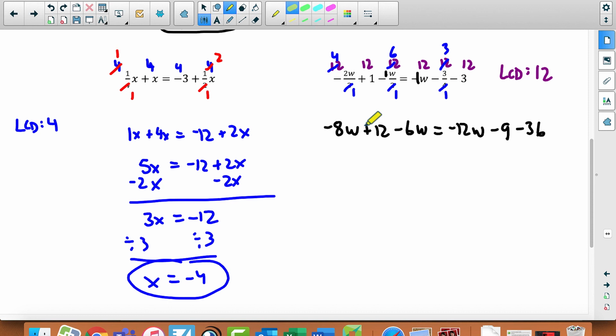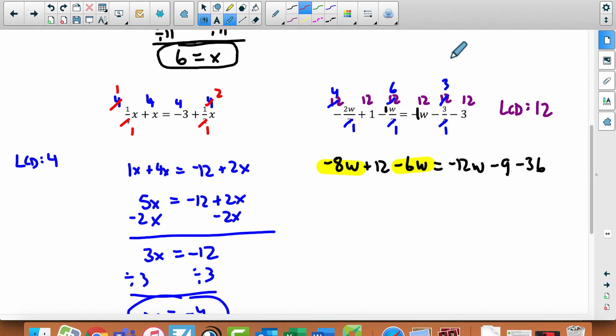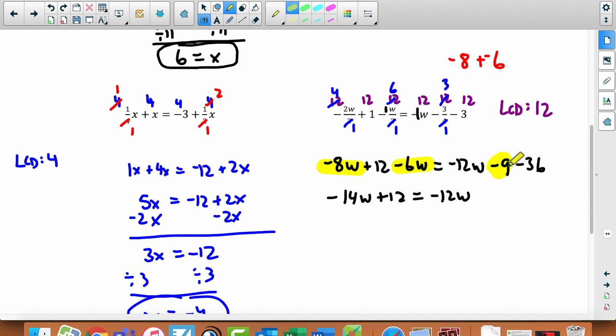Definitely have some like terms. On the left-hand side, we have a negative 8w and a minus 6w. So you might need to add the opposite. Negative 8 minus 6 is the same as negative 8 plus negative 6. Two negatives, when you add, it's still negative. It's a bigger negative. And 8 plus 6 is 14. So negative 14w plus your 12 here equals. On the other side, you have negative 12w, and you also have these two like terms. Negative 9 take away 36. So again, if you want to add the opposite, it's negative 9 minus 36, or negative 9 plus negative 36. Again, both negatives, so your answer is going to be negative. 9 plus 36 is 45.